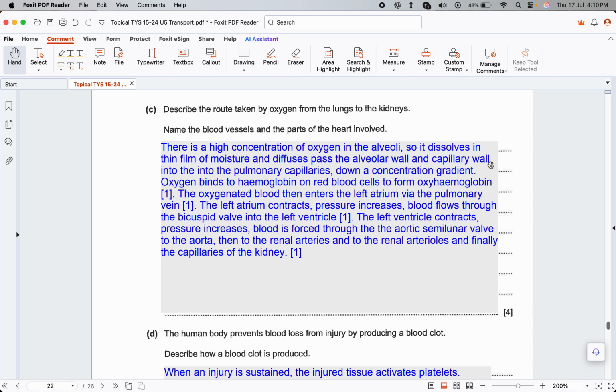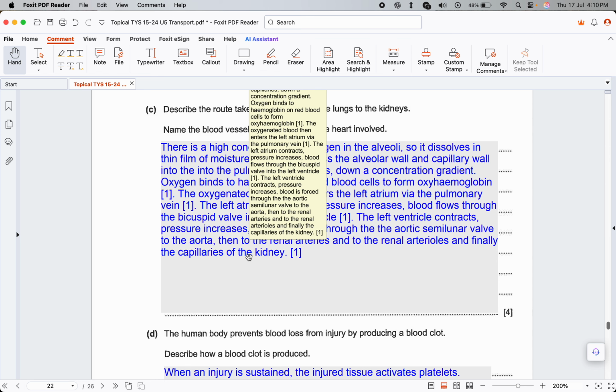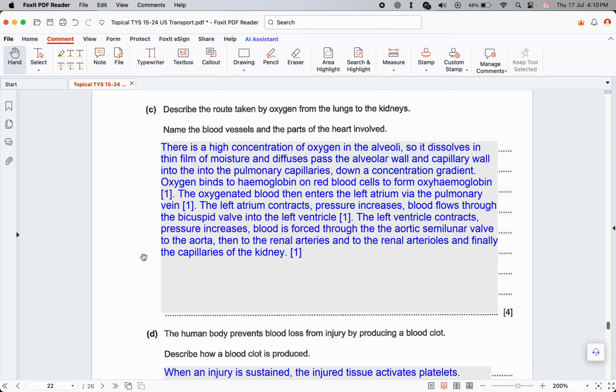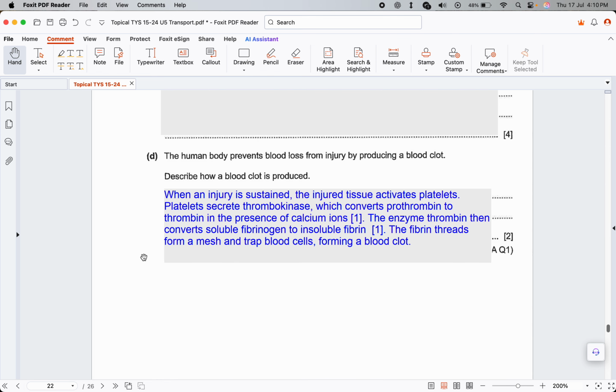The left atrium contracts, pressure increases, blood flows through the bicuspid valve into the left ventricle. The left ventricle contracts, pressure increases, blood flows through the aortic semilunar valve to the aorta, then to the renal arteries, then to the renal arterioles, and finally the capillaries of the kidney. Okay, remember kidney is renal, right? Renal equals kidney. I think some of us accidentally wrote hepatic. Hepatic is for your liver, not your kidney.